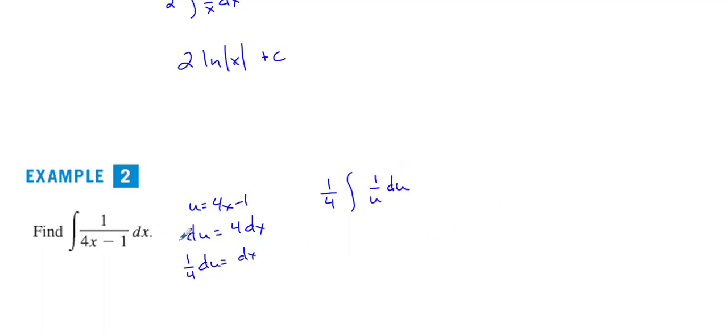We're forcing this situation to happen. We want this to happen, then we can find the antiderivative. 1 over 4 natural log absolute value u plus c. Don't forget your plus c. A lot of people forgot that in our last exam. And then resubstitute the u, which would be 4x minus 1, plus c.